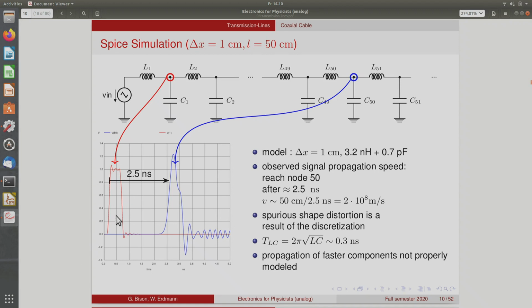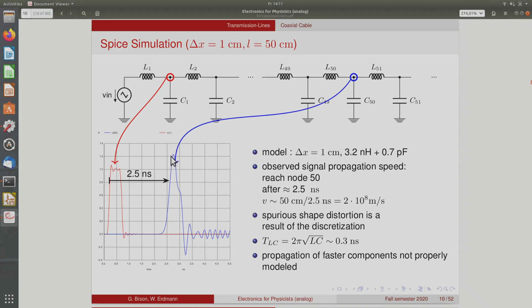And what you see is that at the beginning, you see something that is basically the same as you put in. And then after 50 centimeters, the signal looks pretty much distorted. You can still sort of measure the propagation speed. The time delay between here and there, if you look at the axis, is roughly 2.5 nanoseconds. So we can estimate the propagation speed here to be 15 centimeters divided by 2.5 nanoseconds, and that gives you 2 times 10 to the 8 meters per second.